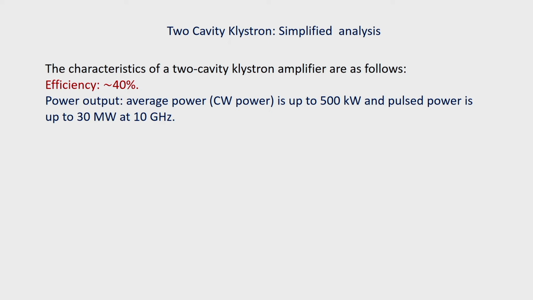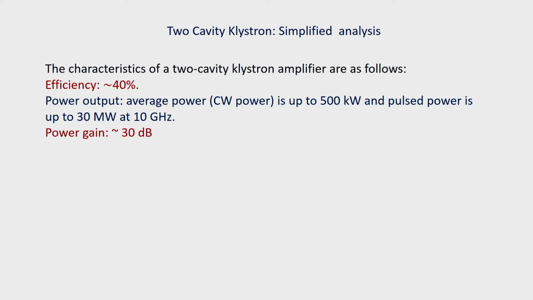So, the pulsed power is the power delivered over a very small period of time, followed by another period when the device essentially does not give any output power. So, it is the duty cycle which will decide the average power output. And the power gain that can be achieved with this type of amplifier is again of the order of 30 dB. So, 30 dB power gain means a power gain of 1000.